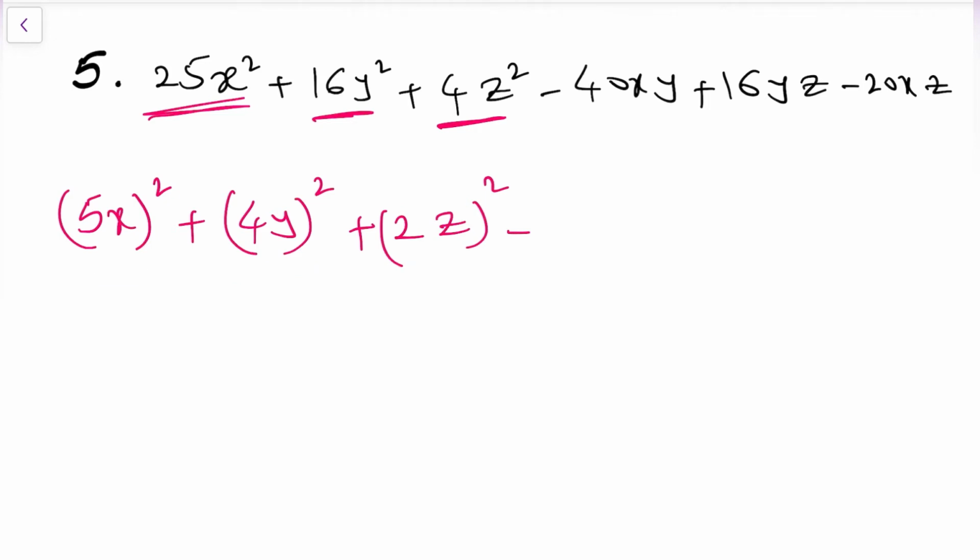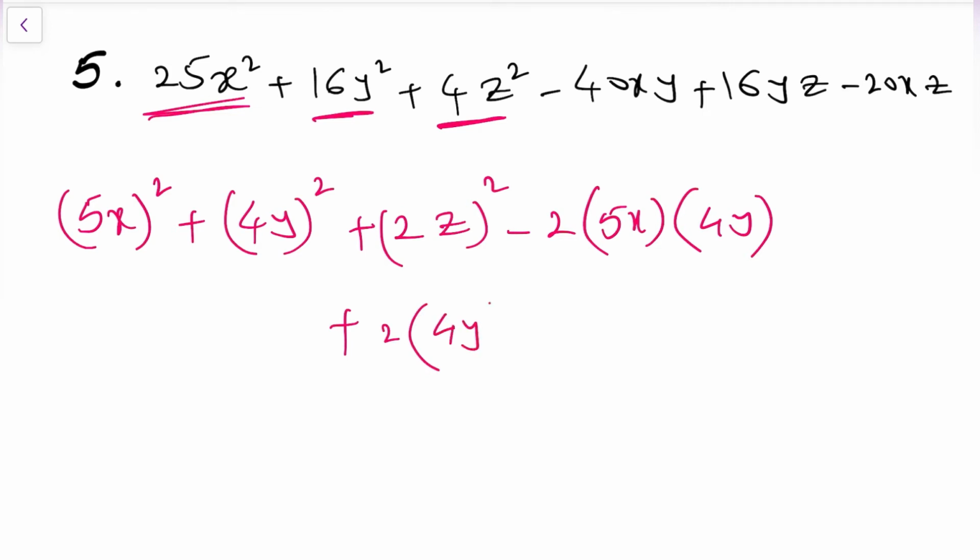We have a formula related to a plus b plus c whole square. So a plus b plus c whole square is nothing but a square plus b square plus c square plus 2ab plus 2bc plus 2ca. So minus 2 into, here 5x into 4y, plus 2bc, 2 into 4y into 2z, plus 2 into 5x into, oh sorry, 2z.